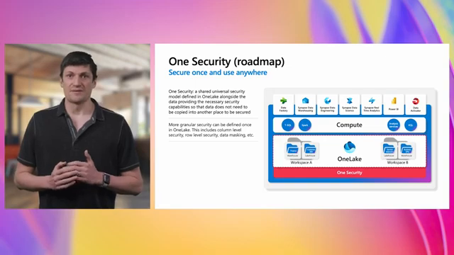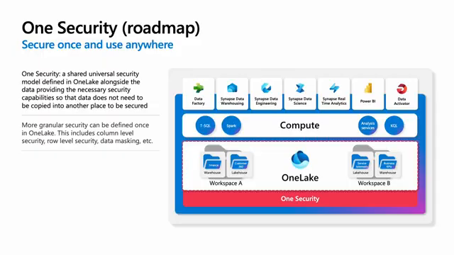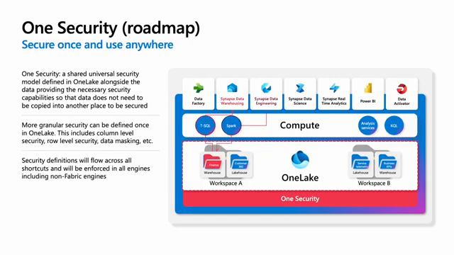In this example, I have defined security on a data warehouse. That security will flow across any shortcuts which reference that data and be enforced by all engines, including when analysts and engineers access data using T-SQL, data engineers and data scientists use Spark, business users view reports in Power BI, and even in non-Fabric engines using the ADLS DFS API. Stay tuned to the Fabric blog for more details on the OneSecurity roadmap.